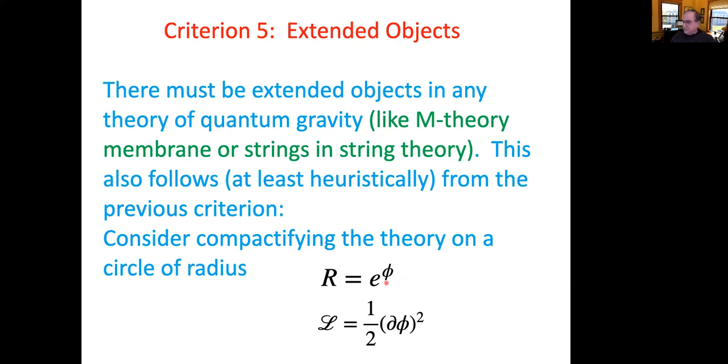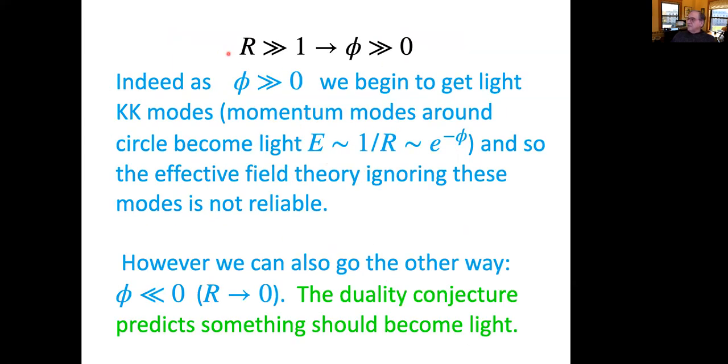But then you can also ask, what about phi going to minus infinity? Phi going to plus infinity gives you r much, much bigger than one, and the energy goes down. But we can also go the other way, namely phi much, much less than zero. That corresponds to r going to zero, because r is e to the phi, and so the radius is shrinking to nothing. If the radius is shrinking to very small radius, and if you had a particle theory, then all the modes which are not zero momentum modes around the circle, your Fourier modes around the circle, become highly energetic, and therefore they get frozen out because of their mass. So if you were talking about particle theory, you don't get any light tower of states. In other words, if quantum gravity is only a theory of particles, then as phi goes to minus infinity, there will be no light tower of states.